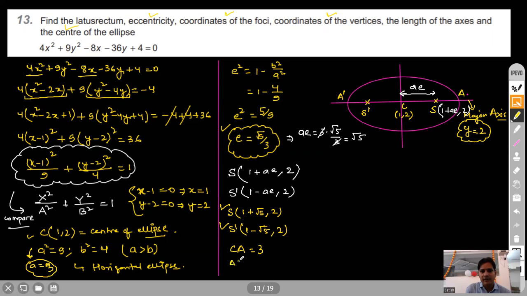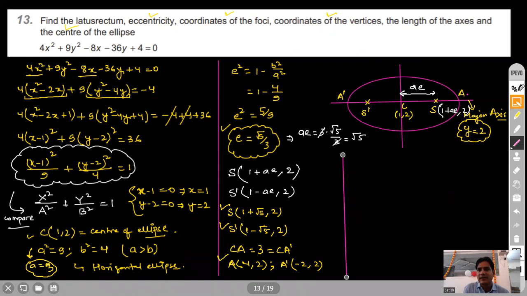So the coordinates of A will be 1 plus 3, so this will be (4, 2). And what will be the coordinates of A dash? Again, CA dash should also be equal to 3. So A dash will be (-2, 2), because the Y coordinate is not changing. The focal major axis is Y equal to 2. So we got the coordinates of vertices also.